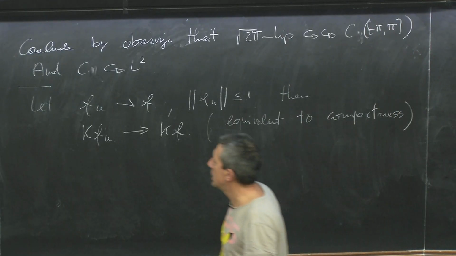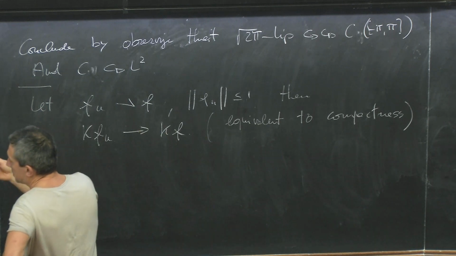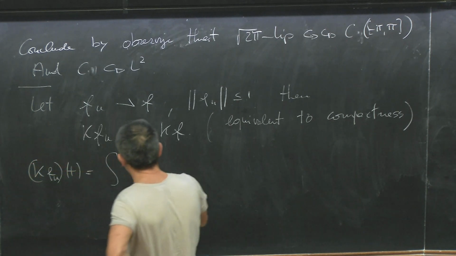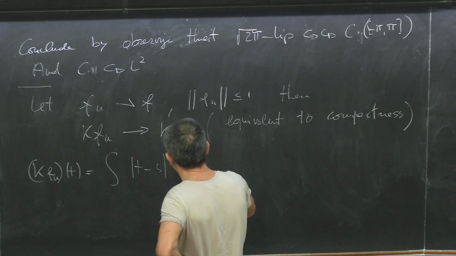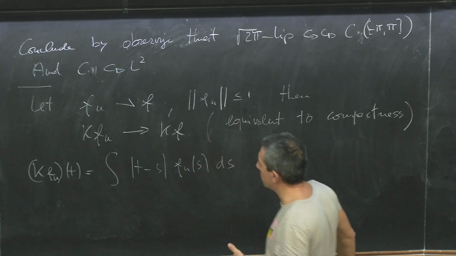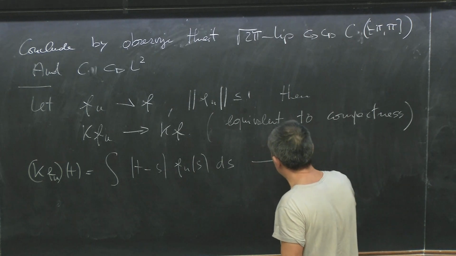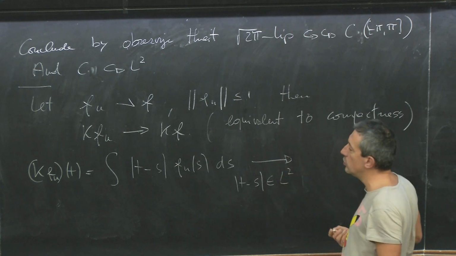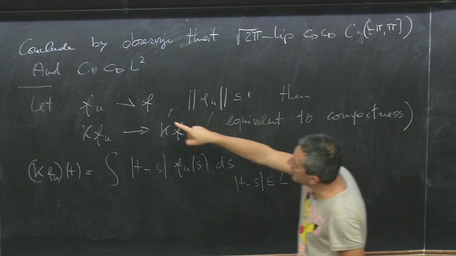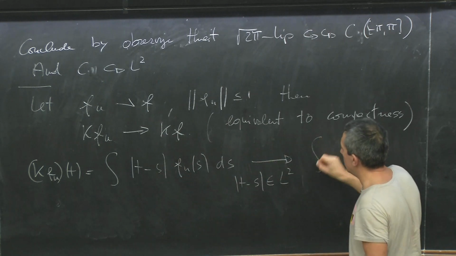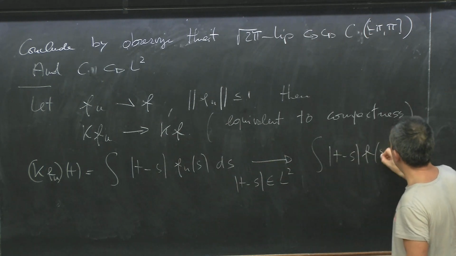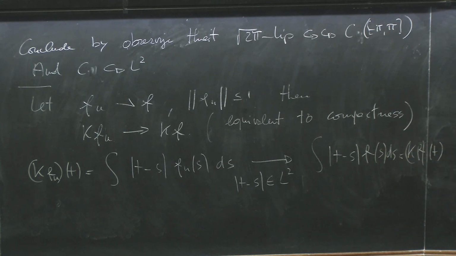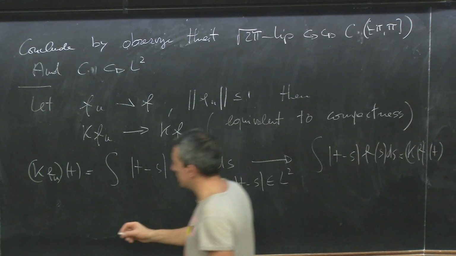Okay, let's prove this. So if it converges, then you observe that Kf of Fn of t is the integral of t minus s, Fn of s ds, and now you observe that this converges because Ft minus s belongs certainly to L2. So if Fn converges weakly, and this is in L2, it converges to the integral of t minus s, Fs ds, which is equal to Kf of t. So it means that you have pointwise convergence.